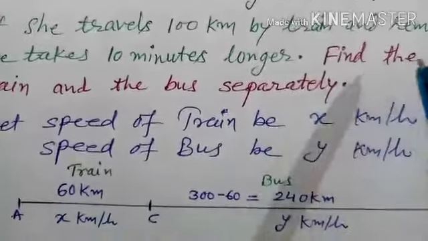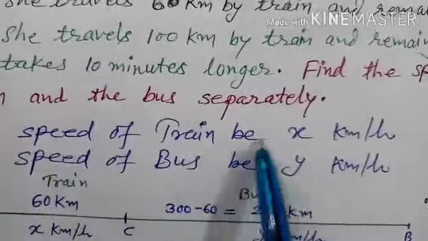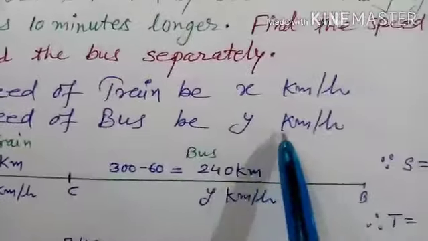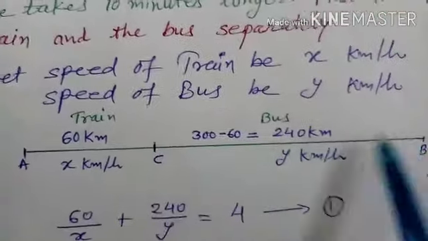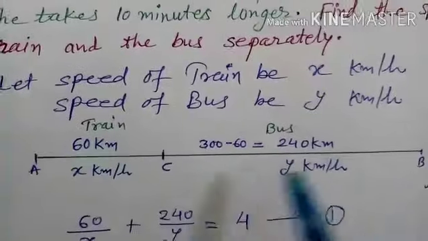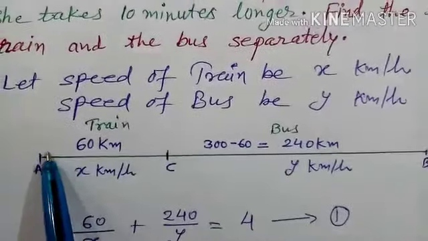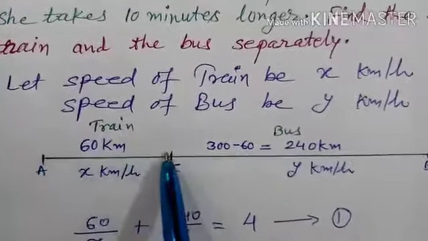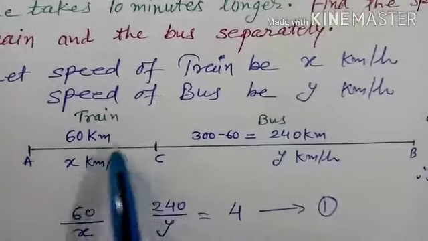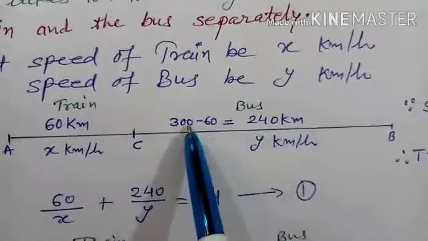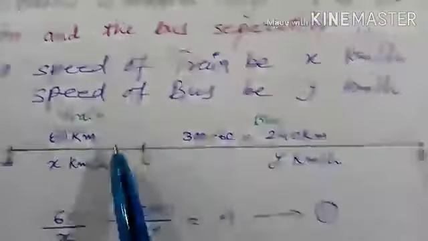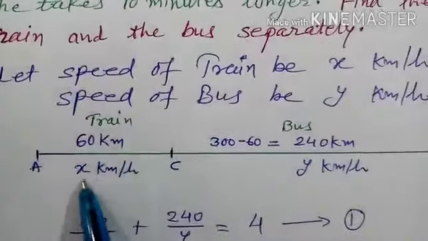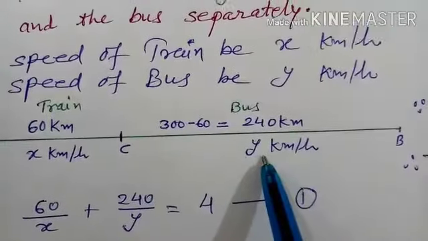So we will start from here. Let the speed of the train be x km per hour and the speed of the bus be y km per hour. Let's see in this figure. From A to B, this is a total of 300 km. In the first case, she travels 60 km by train and the remaining by bus. The remaining means 300 minus 60, that is 240 km by bus. The speed of the train is x km per hour and the speed of the bus is y km per hour.